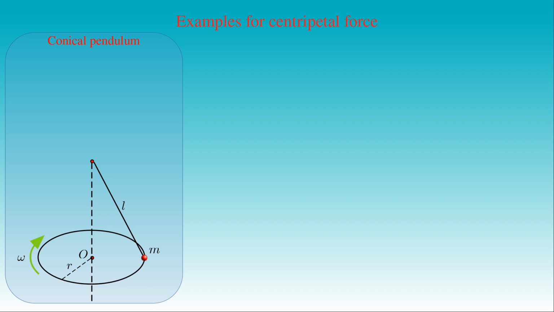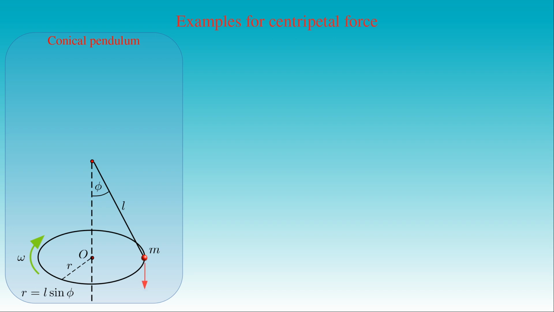As a result, the string used for the suspension moves along the curved surface of a cone with the base determined by the circle and with the vertex at the point of suspension. Then the radius r of the circular path is given by the length L times sine phi, where phi is the opening angle of the cone divided by 2.